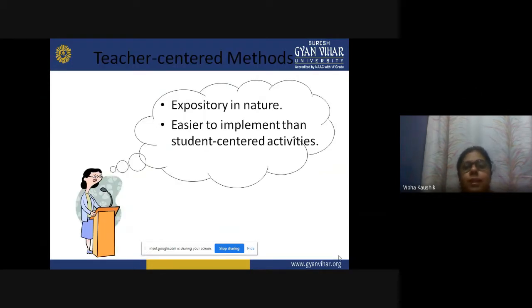Now, the teacher-centered methods. Expository in nature, easier to implement than student-centric activities. It is easier to implement a teacher-centered method in comparison to a student-centered activity. In a teacher-centered method, the sole responsibility of the teaching-learning process is in the hands of the teacher. The teacher decides what to teach, when to teach, and how to teach. The students are just passive listeners and listen to what the teacher is saying. So it is easier to implement a teacher-centered method.